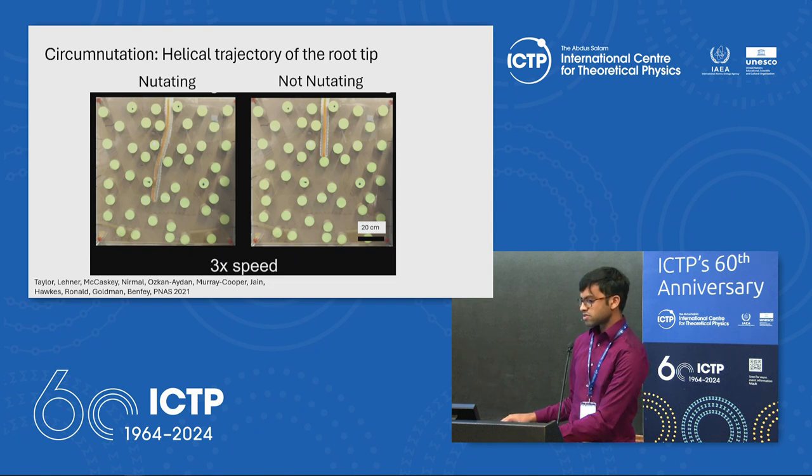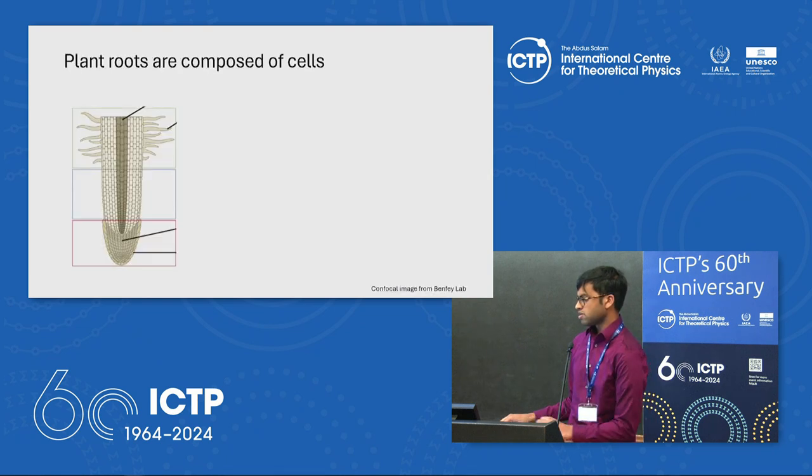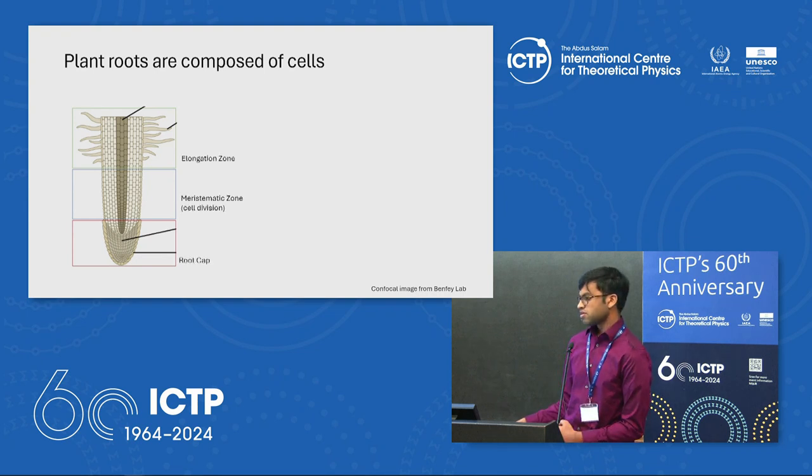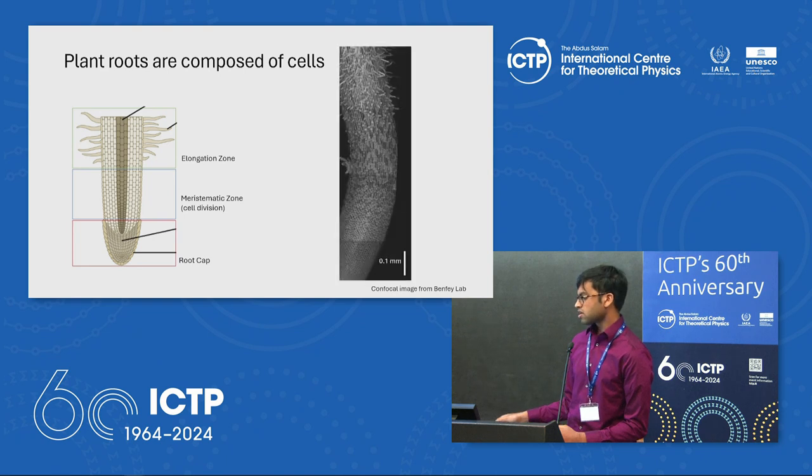But I'd like to point out that unlike this robot here, plants are made out of cells. And these cells are what has to regulate any behaviors which we see. So a little bit of plant biology. The way we can think of a plant, at the bottom is the root cap. This is basically a static piece for our intents and purposes. Above this is the meristematic zone where cells divide, and above this is the elongation zone where cells elongate into place.